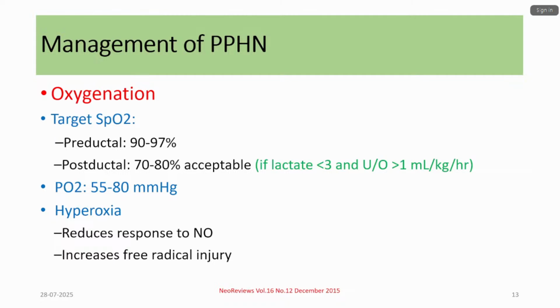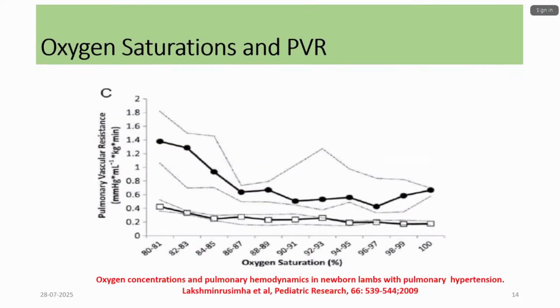Then oxygenation: the target SpO2 preductal is 90 to 97% and postductal 70 to 80% is acceptable if the lactate is less than 3 and urine output is more than 1 ml per kg per hour. The target PO2 range is between 55 to 80, and hyperoxia causes a reduced response to NO and increases the free radical injury. That's why hyperoxia is avoided.